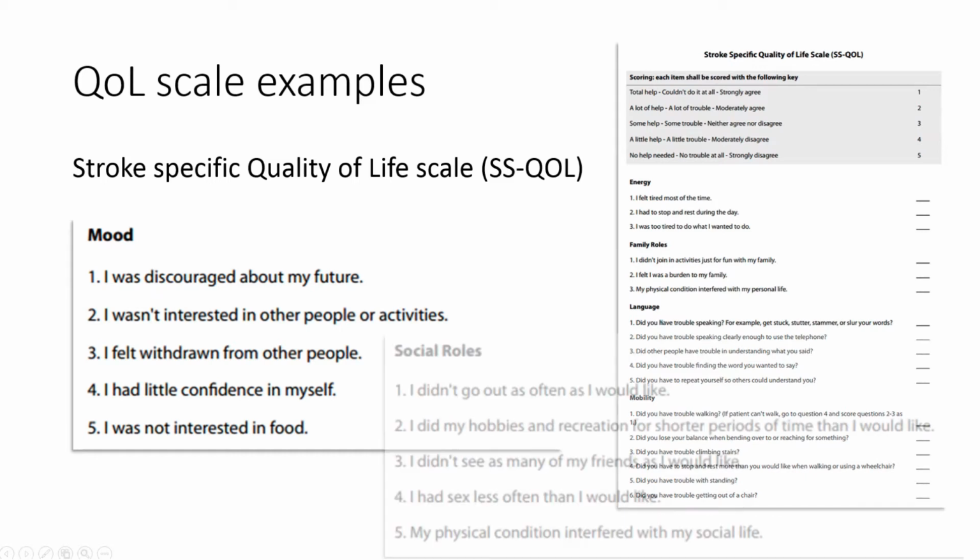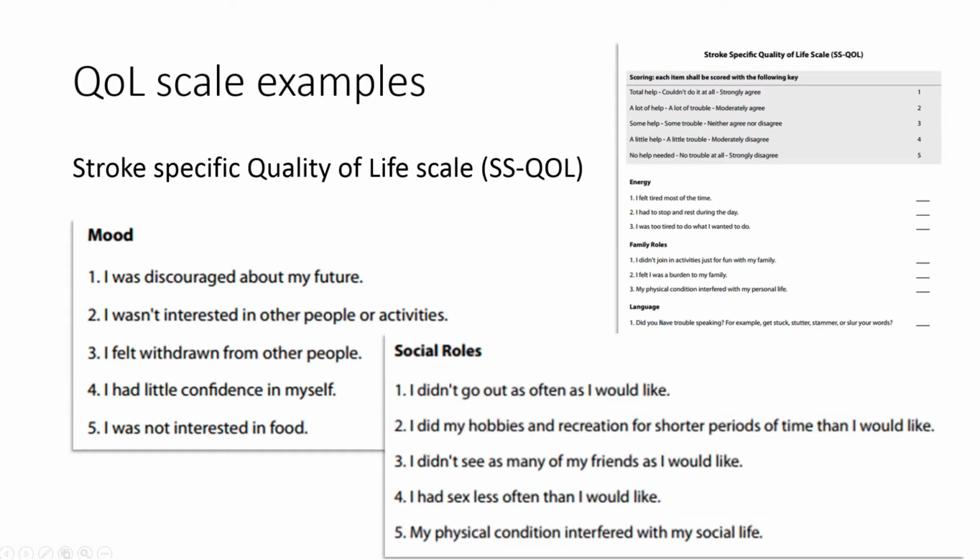And in a similar way, another section looks at social roles. So this is the idea that we have about how people engage in life. So we have things like, this really touches on social participation. I didn't go out as often as I would like. We want people to be active. I don't see my friends as often as I would like. I had sex less often than I would like, and my physical condition interfered with my social life. So these are all really important aspects, and they touch on socialization, general well-being, sexuality, and self-perception to a certain extent as well.